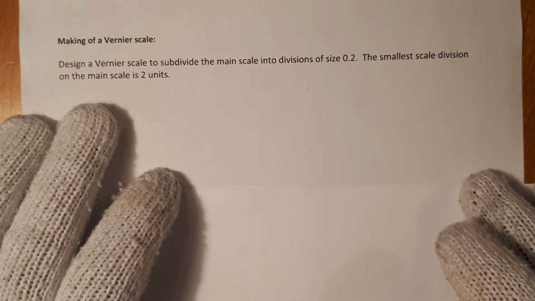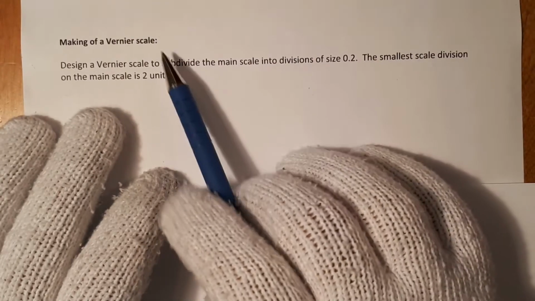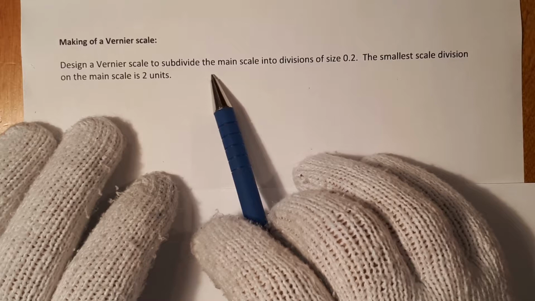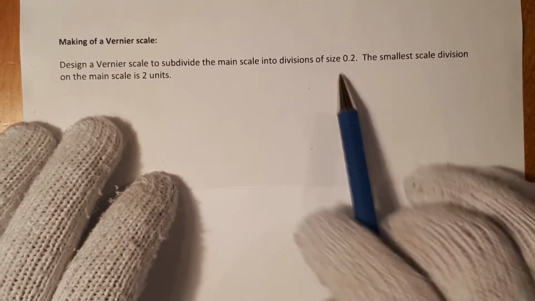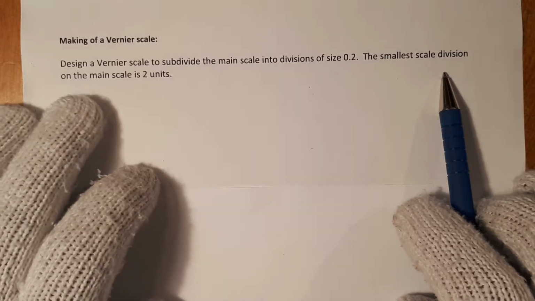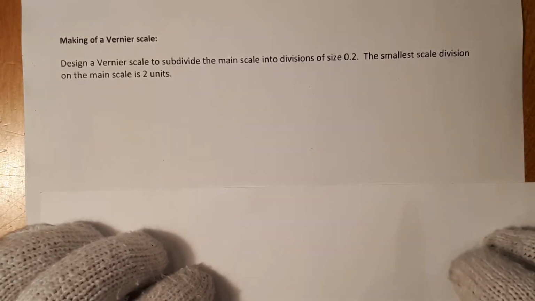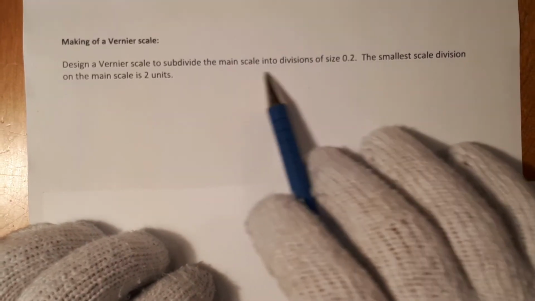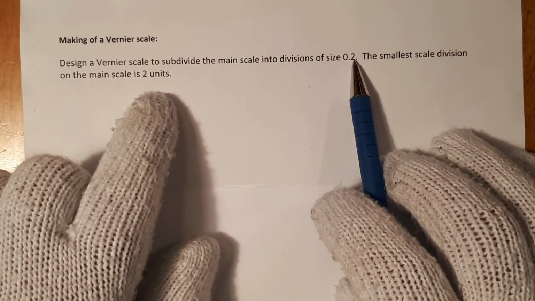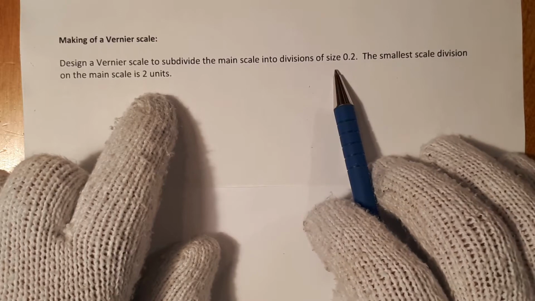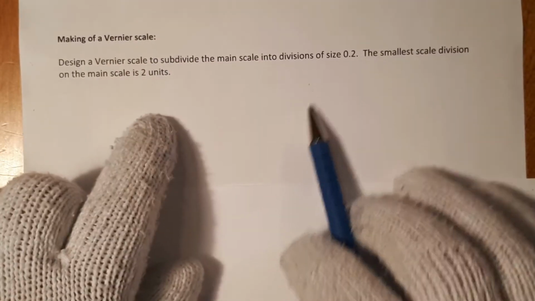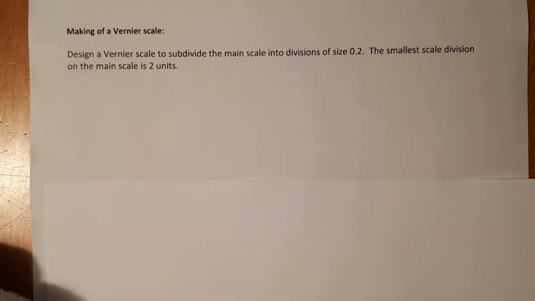Consider this word problem: making of a Vernier scale. Design a Vernier scale to subdivide the main scale into divisions of 0.2. The smallest division on the main scale is 2 units. Now you'll note I'm not using any units here whatsoever. This could be for inches, millimeters, centimeters, or meters. I'm just going to make a Vernier scale using plain numbers.